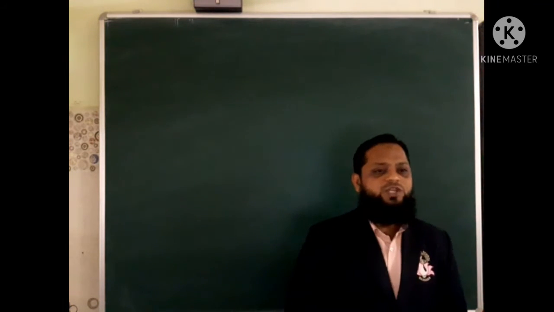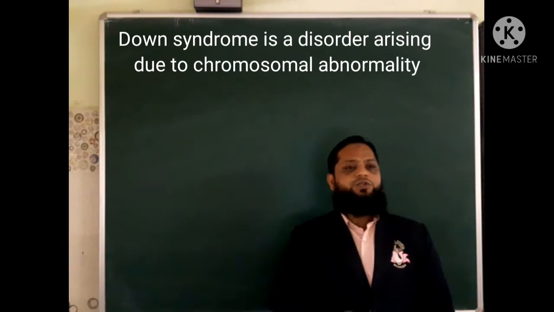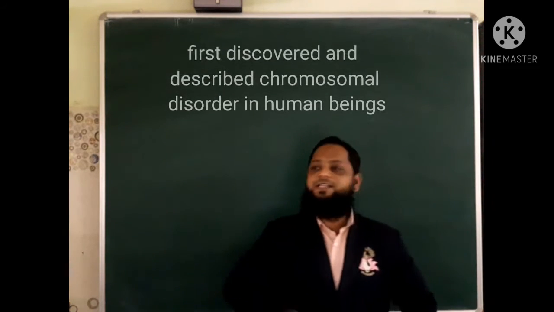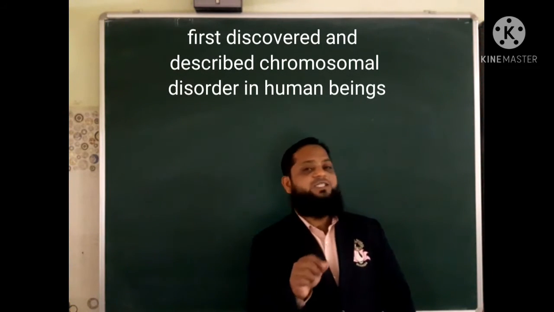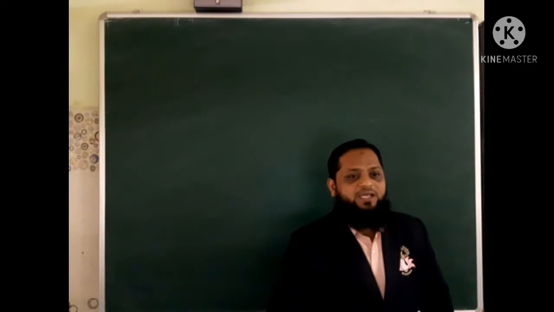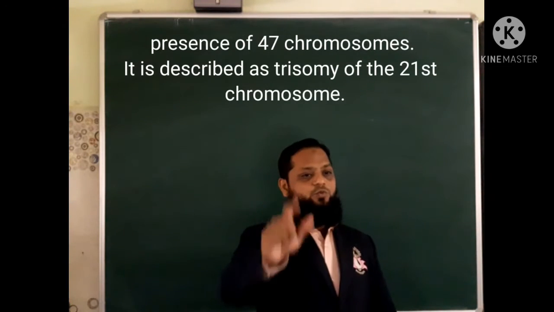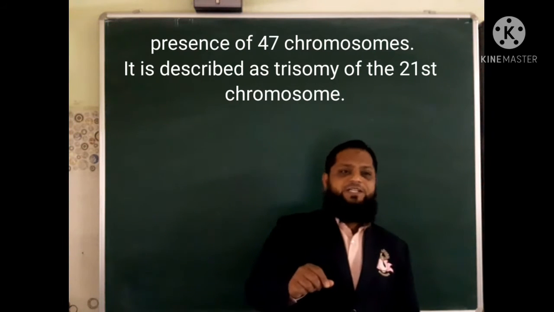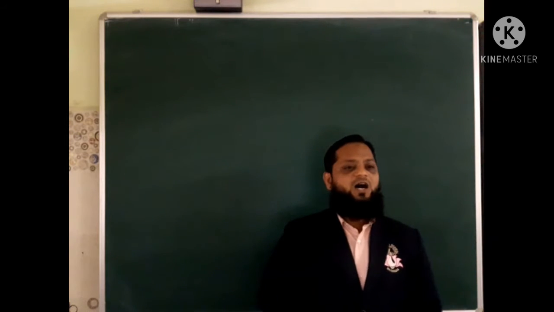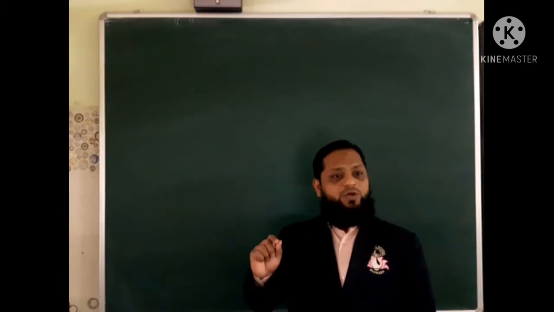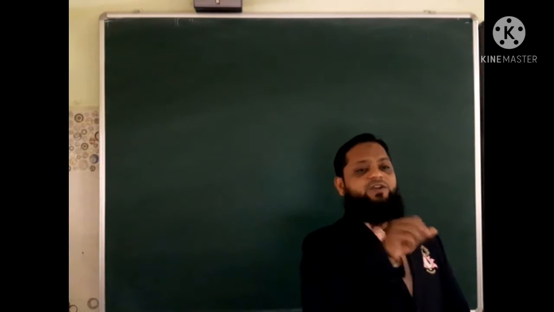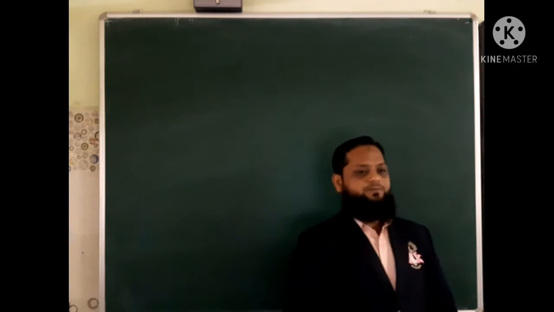Dear children, Down syndrome arises due to chromosomal abnormalities. It was the first discovered and described chromosomal disorder. This disorder is characterized by the presence of 47 chromosomes. Infants with this disorder have one extra chromosome with the 21 pair in every cell of their body. That's why it is said to be 47 chromosomes instead of 46.